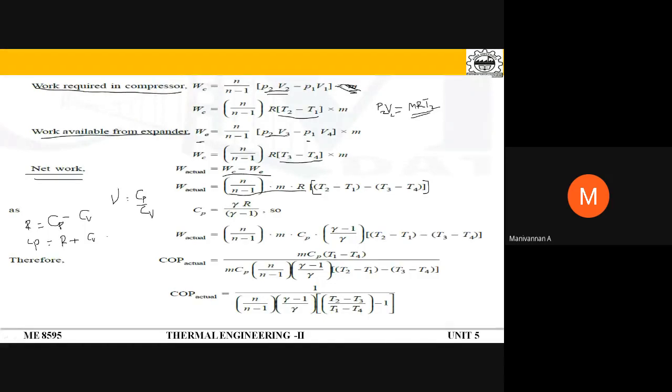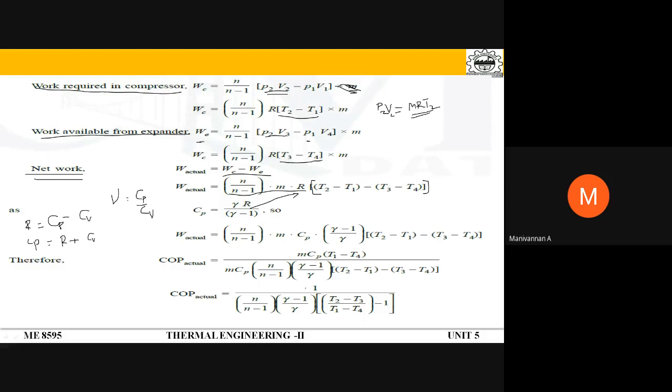So if you substitute here, then you simplify, you will get Cp equal to gamma into R by gamma minus 1. So you take this and you substitute instead of R. We are substituting instead of R. So n by n minus 1 m into Cp into, when you put it here, it will be gamma minus 1 by gamma into T2 minus T1, T3 minus T4. As it is, it will be there.